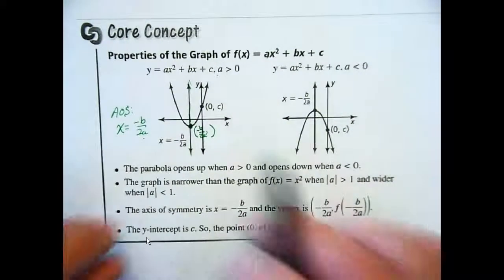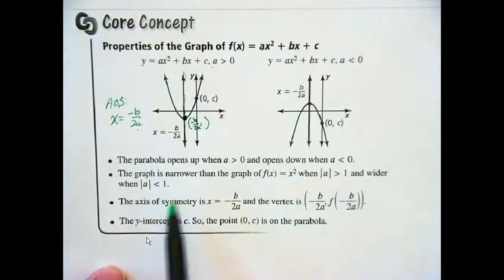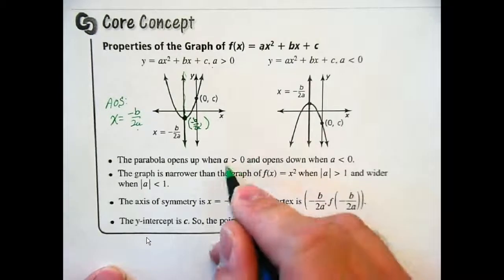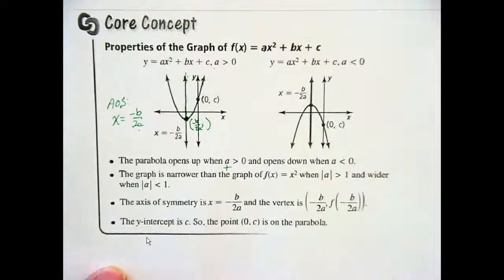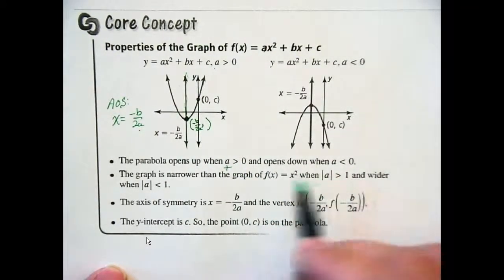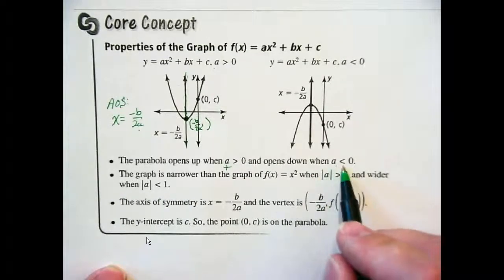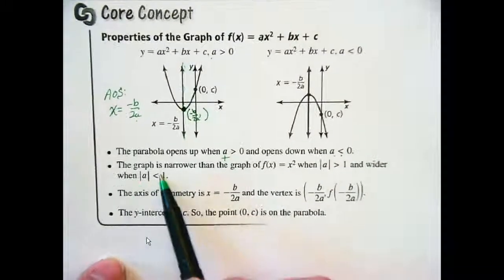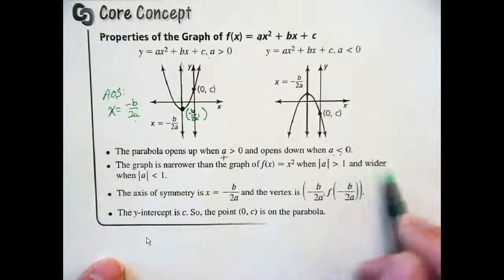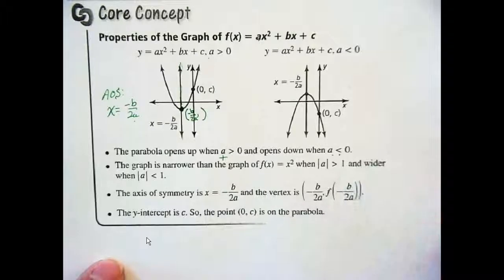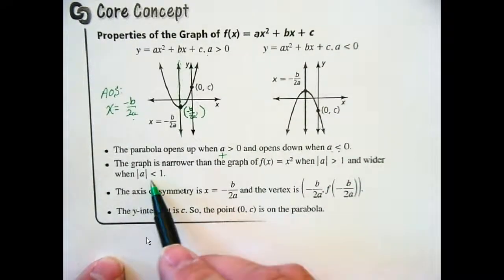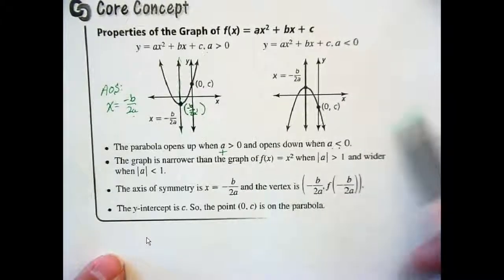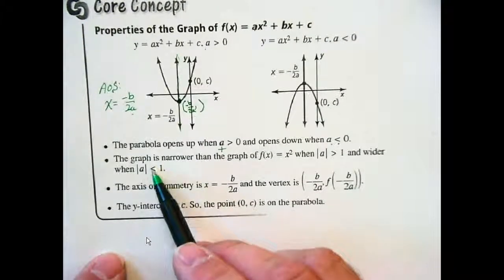Now, this gives a lot of mathese behind it. It says the parabola opens up when a is positive, or a is greater than 0. Same a that we've been dealing with in our vertical shifts. It opens down if a is negative. The graph is narrower when a is further from 1, and it's wider as a approaches 0.